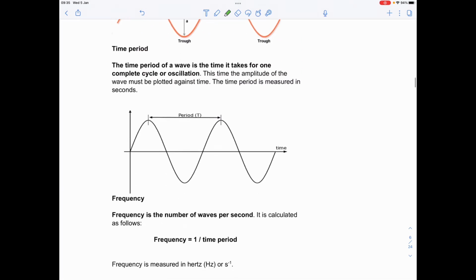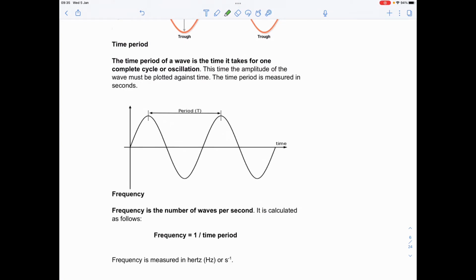The next one is the time period of the wave. So the time period is measured in seconds and is defined as the time it takes for one complete cycle or oscillation of the wave. So it's how long it takes from, it's difficult on this diagram because this is a diagram against time, so we really need to see a moving one, which we'll look at in a minute.